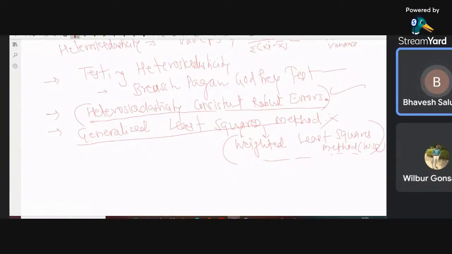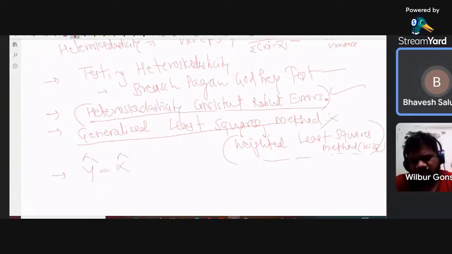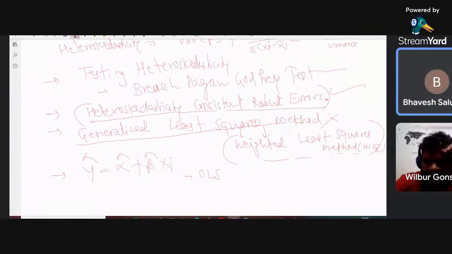The important thing is that if heteroscedasticity is present in the data, and you have estimated your model, alpha hat plus beta hat xi plus ei, applying OLS and ignoring that there is heteroscedasticity in the data, you then go for the statistical test of the significance of the parameter estimates alpha hat and beta hat.